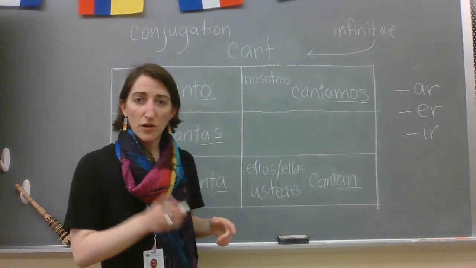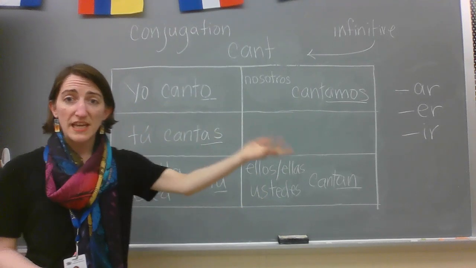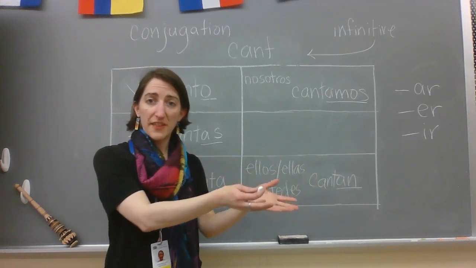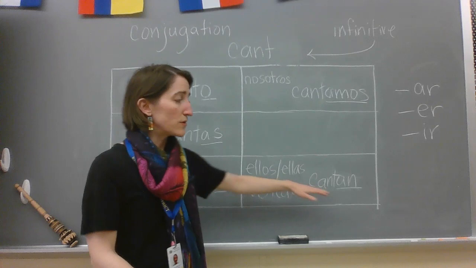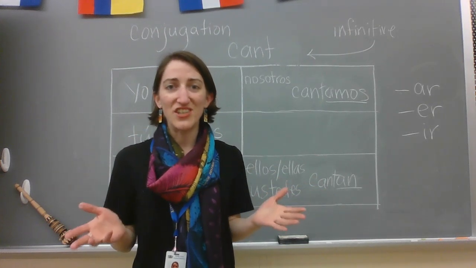Carlos sings. Carlos is a he, so él canta. Carlos and Yolanda sing. Carlos and Yolanda together are they. Ellos cantan. So I hope this helps understand the basic concept of conjugation.